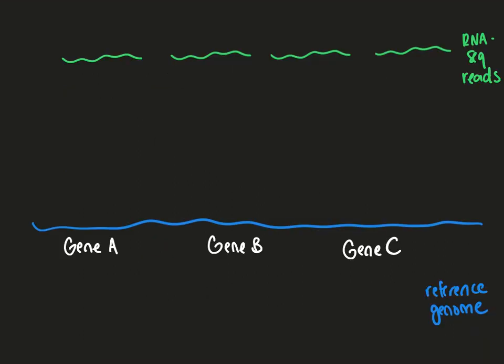Here I'm going to demonstrate this next stage of mapping to a reference genome, which I have depicted here in blue. And this is, let's just say, part of a genome that contains 3 genes with regions in between those 3 genes, gene A, gene B, and gene C. So our task now is to take all of our RNA-seq reads, which I have in green, and map them to this reference. So what do I mean by map?